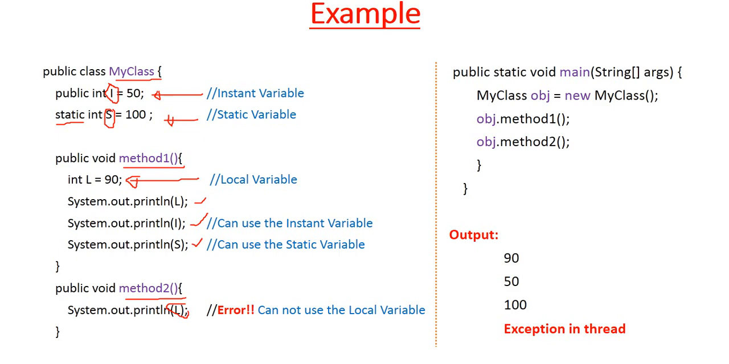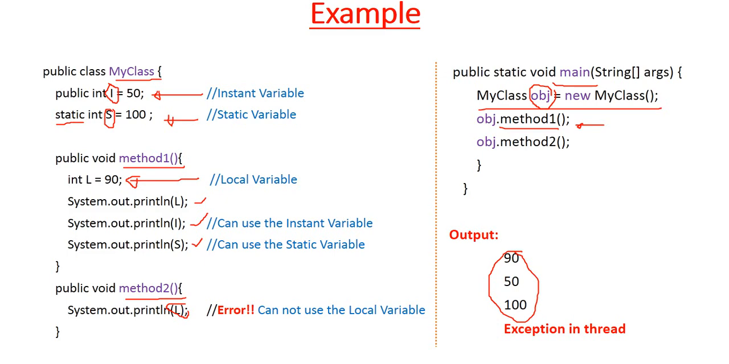So now we are declaring the main function, and in this way we create an object, like this is a reference variable obj, and with the help of the reference variable we access all the methods. So we have two methods. Method 1, whenever we do this line, after this line it will execute three statements. First of all, it will print the value of L, and then I, and then S. So the output will look like this.